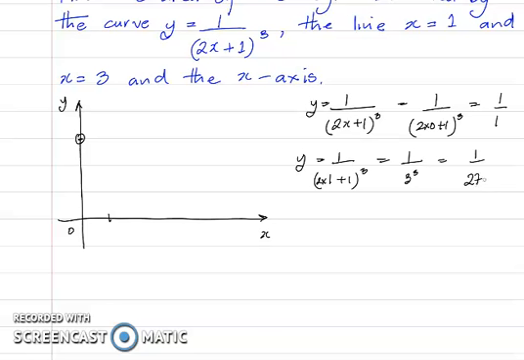So this is 1, let's say 2, and let's say 3. Of course for this graph, the x-axis is an asymptote, meaning that the curve approaches the x-axis, but it never ever touches it. So my curve could look something like this.